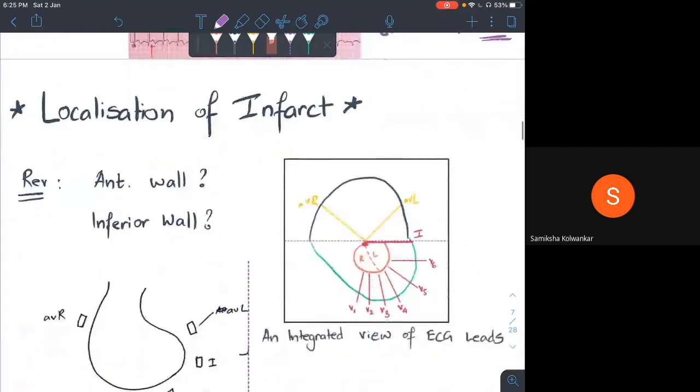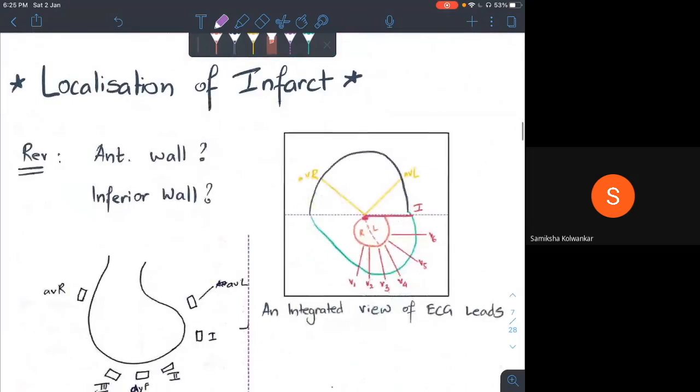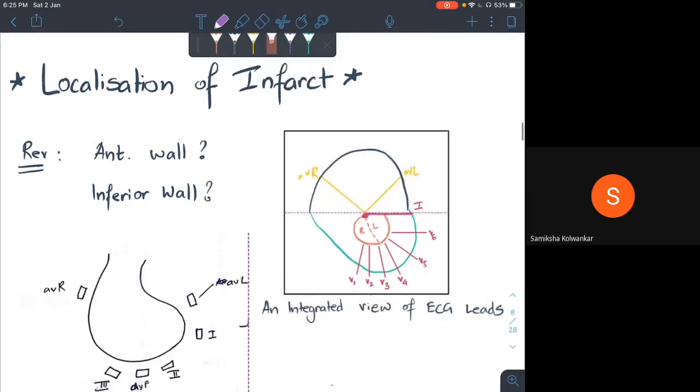Okay. So let's move on to the important one, localization of the infarct. This is where you get your brownie points in exams, practical exams, final year practical exams. If somebody asks you which type of MI do you think this is? Where is this MI located? What if you had to do percutaneous coronary intervention, which vessel should you go into? If that sort of question comes around and you answer that, there's nobody who can stop you from getting a distinction probably.